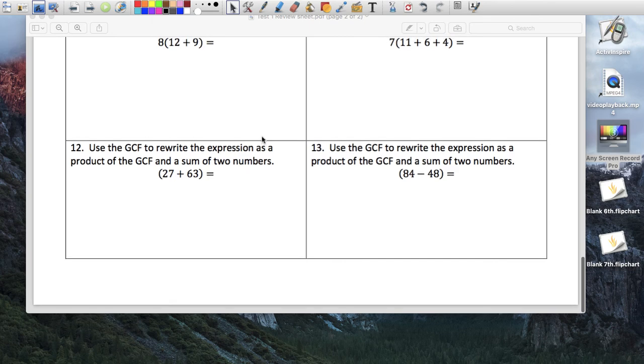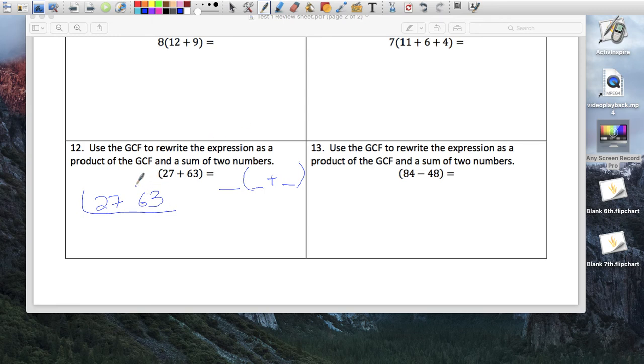So use the GCF to rewrite the expression as a product of GCF and two numbers. Very fancy way of saying, let's find this. So I want to find the GCF, right, which is the number outside, and find what the other two numbers are, the sum multiplied by the sum of two other numbers. Okay, so I need to find the GCF first between 27 and 63. You can use the ladder method.